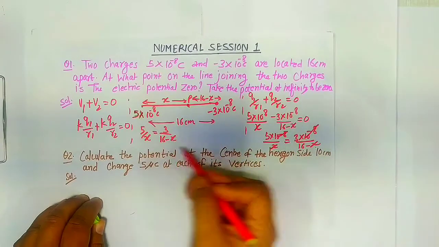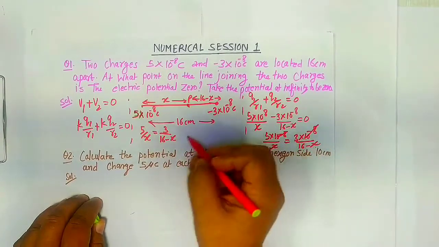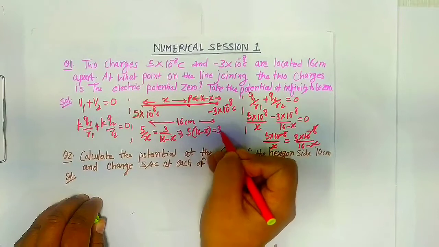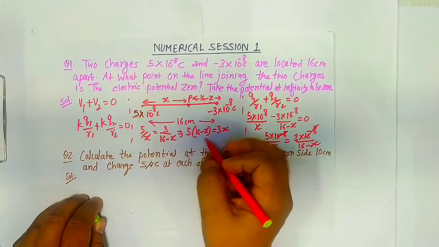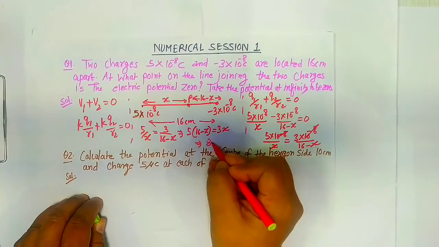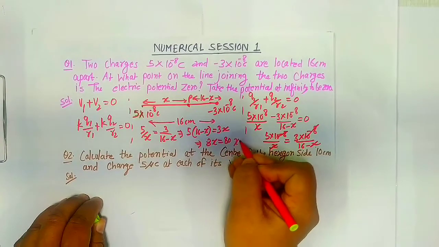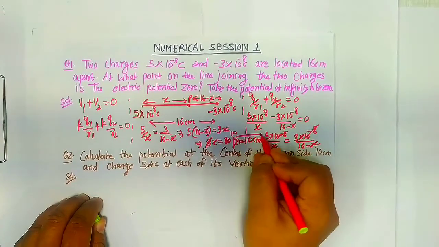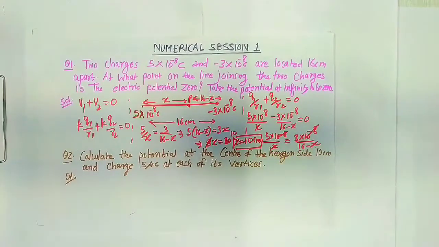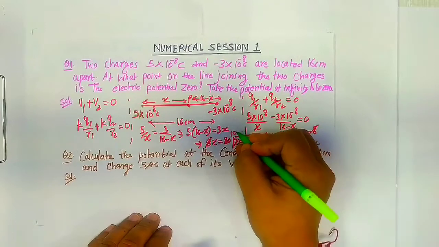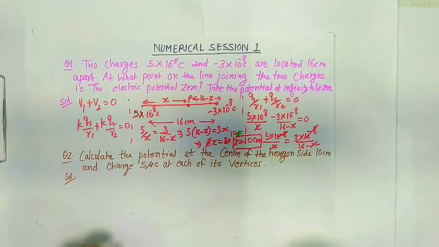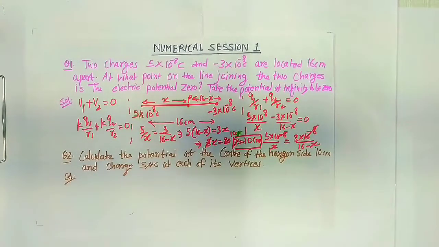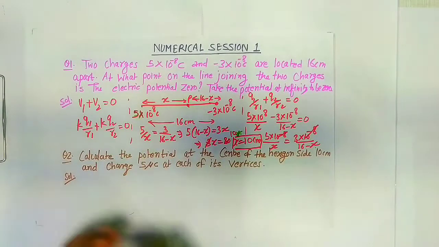After this step, 10 to the power minus 8 cancels out, and you solve it. By cross multiplication, 5 into 16 minus x equals 3x. By solving it, I'm writing it directly, 8x equals 80. So x is 10. So x is 10 centimeter from the 5 into 10 to the power minus 8 coulomb charge. So this is the answer, x equal to 10 centimeter. This is the position from the 5 into 10 to the power minus 8 coulomb charge. So this is the first question.